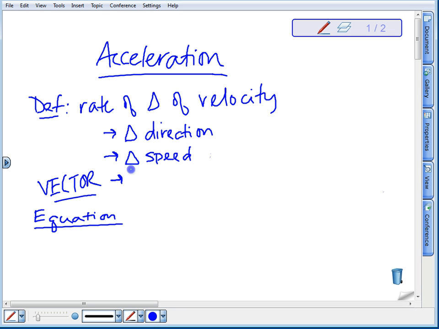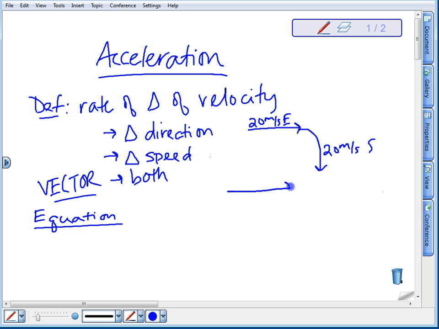You can actually change your speed and direction at the same time, of course. But either one of those will change your velocity. So you can change your velocity if you're driving in your car east at 20 meters per second. Let's say you go around a curve, so that now you're going 20 meters per second south. You've changed your velocity. So this is acceleration. Just going around a curve, even at a constant speed, is acceleration.